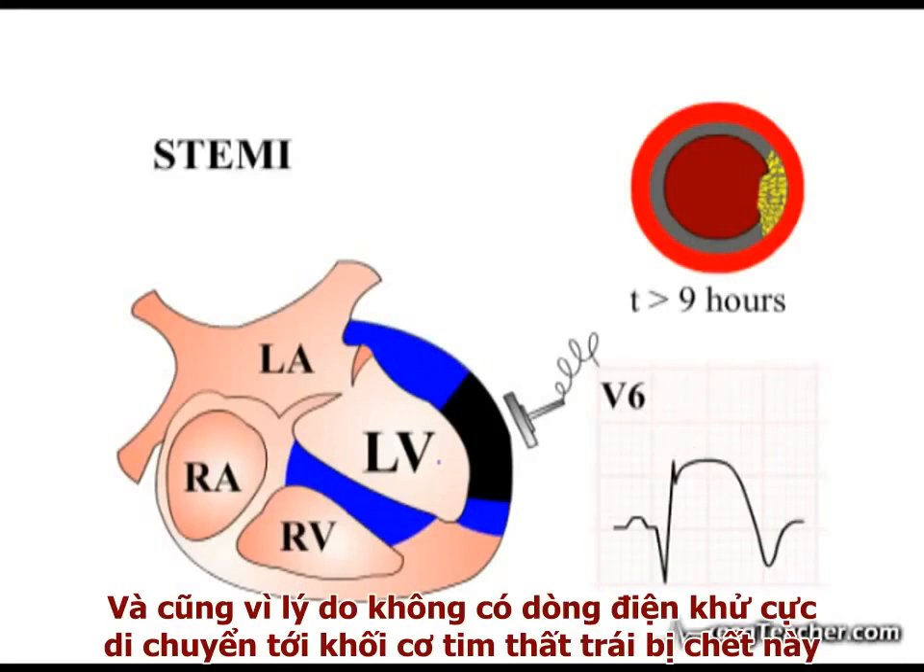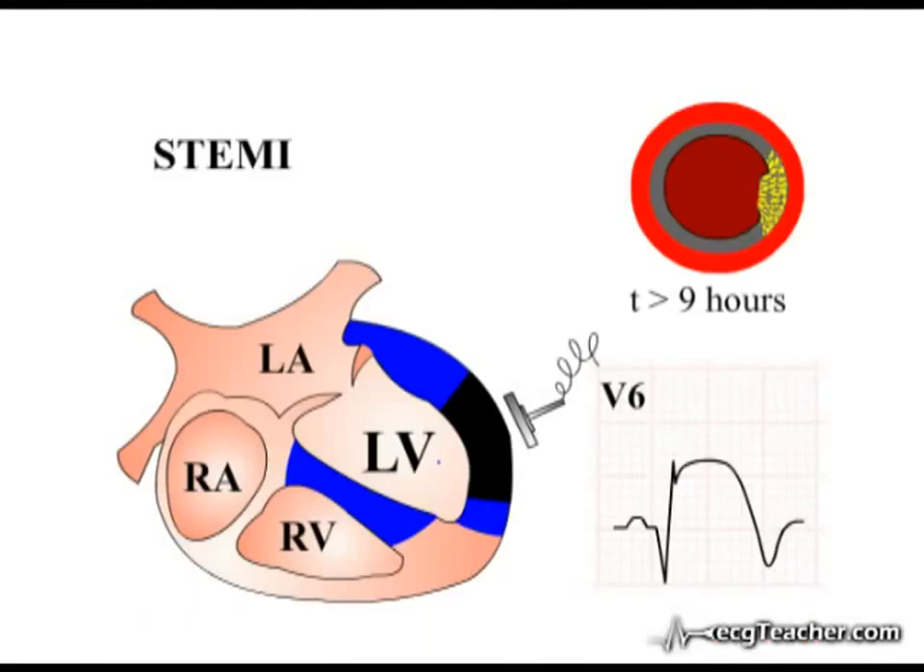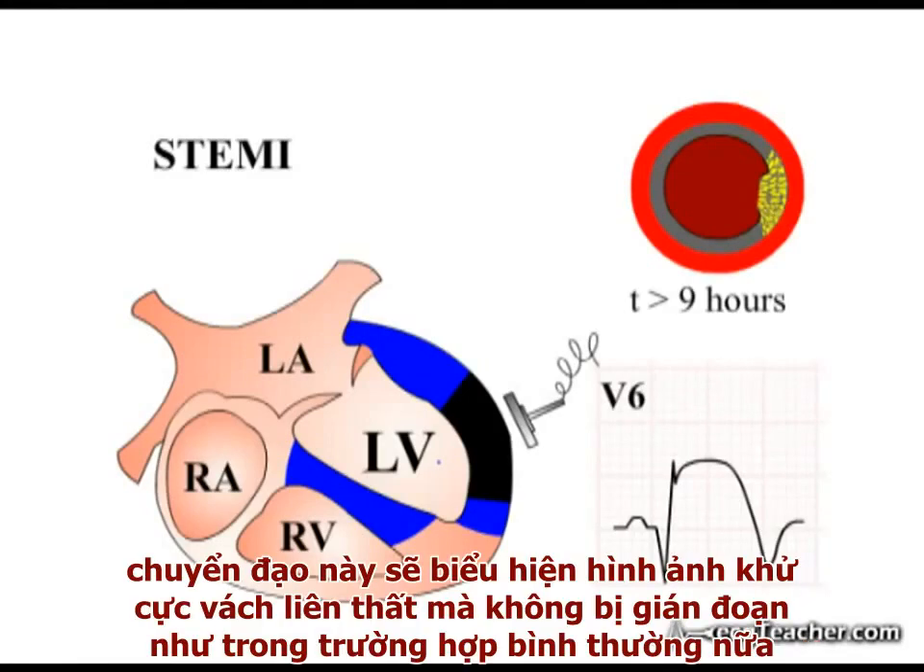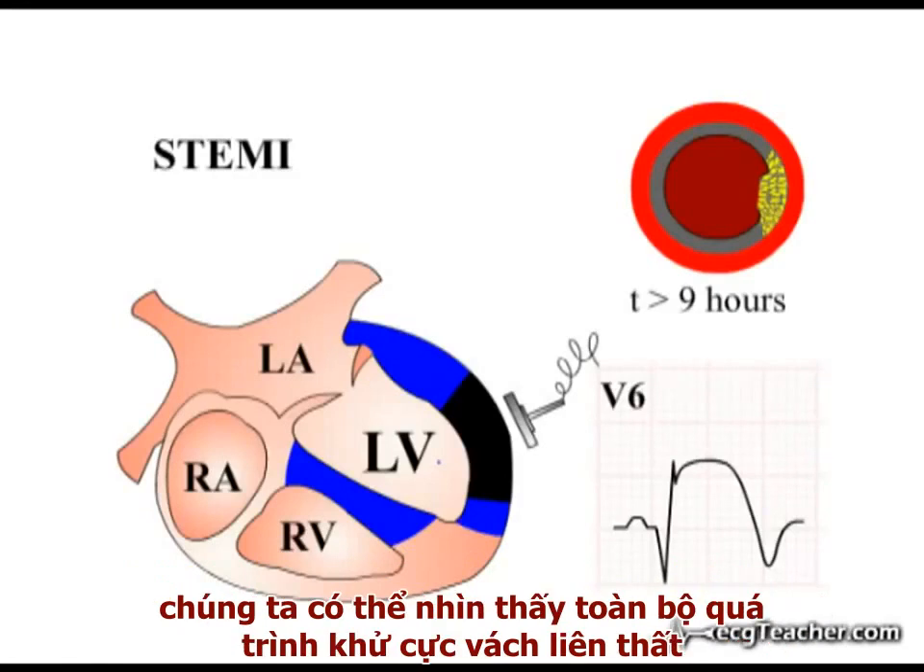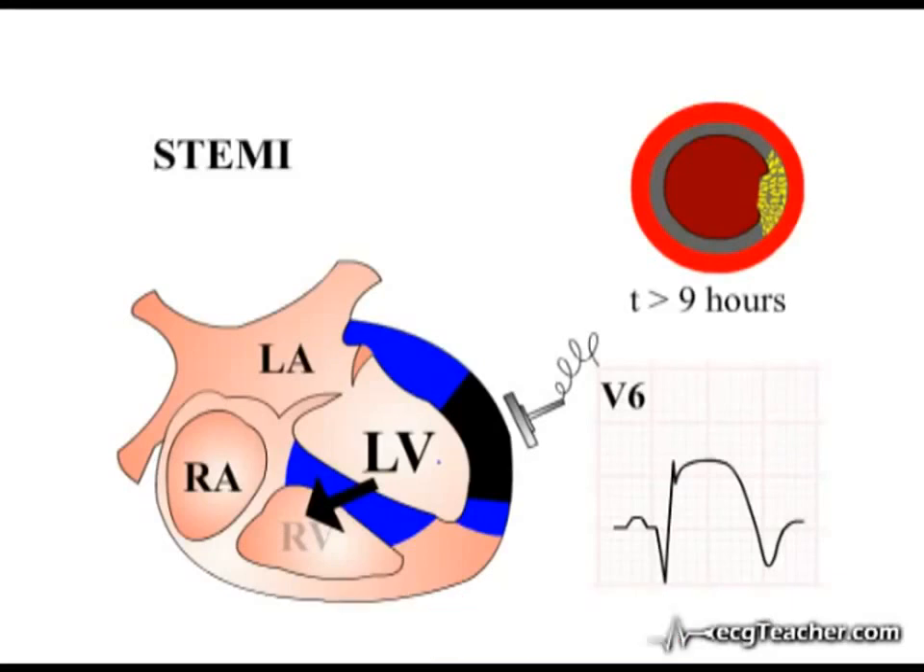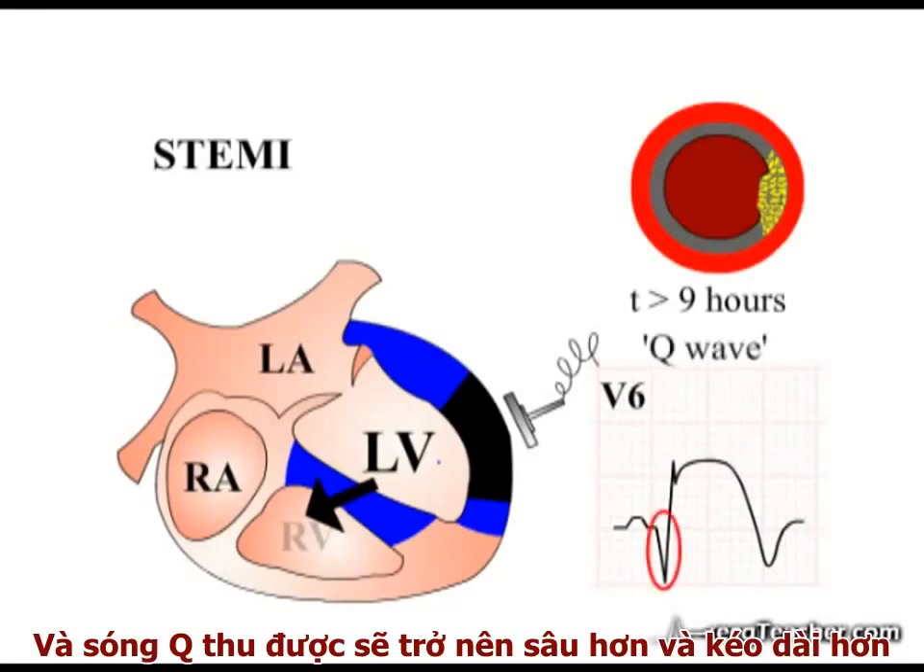And with no current travelling through the dead left ventricular muscle underneath it, the lead now has an uninterrupted view of septal depolarization. In effect, the infarct has created a window through which lead V6 can see the entire process of septal depolarization, and the recorded Q wave becomes deeper and more prolonged.